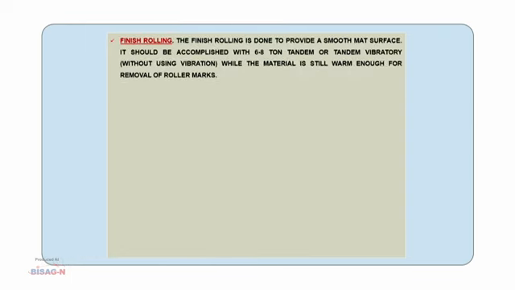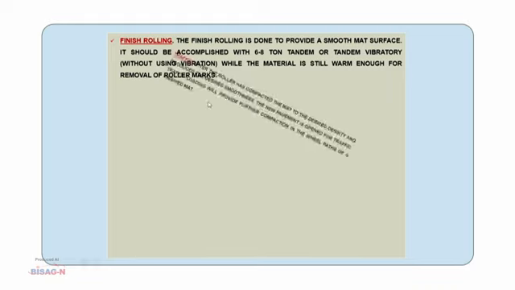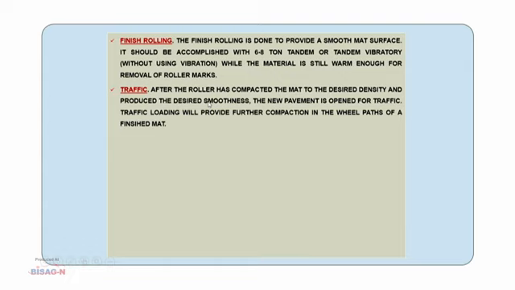Next is finishing rolling. The finish rolling is done to provide a smooth matte surface. It should be accomplished with a 6 to 8 ton tandem or tandem vibratory roller, without using vibration, while the material is still warm enough for removal of roller marks. The last one is the drying phase.